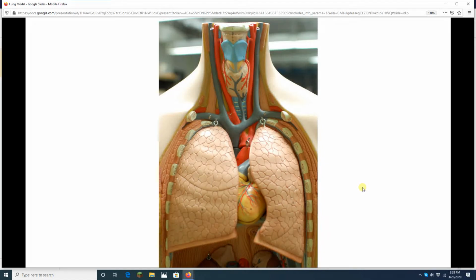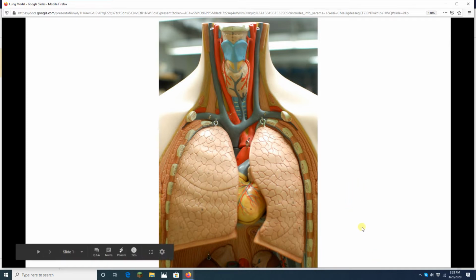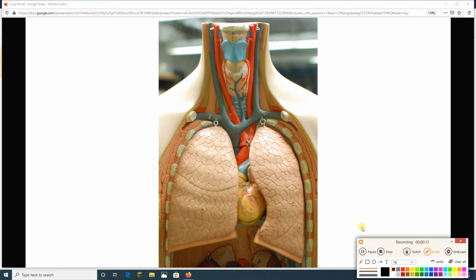Welcome to a quick little tutorial on this lung and torso model here. We got a lot going on, so let's get right to it. So, I want to point out several things to you.